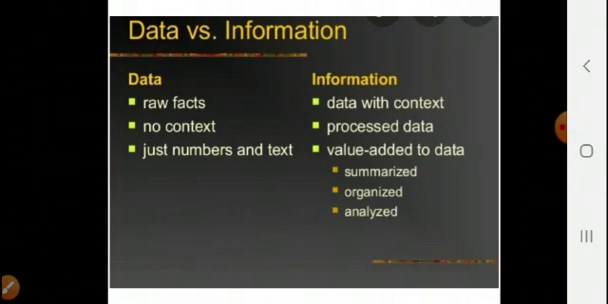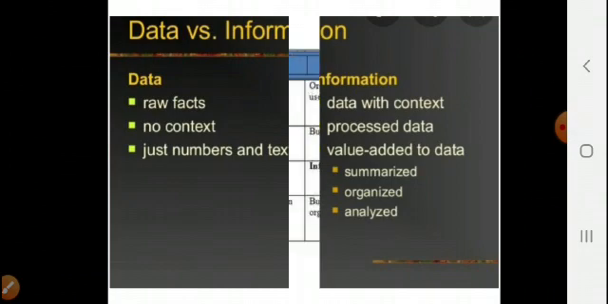So for the difference, to understand data and information in a more developed way, I have created here data versus information, a comparison. Data is raw facts and information is data with context. In data there is no context, and information is processed data. When work is done upon the data or it is put in an organized way, then it is known as information. The third point: data is just numbers and text, and information is value added to data, like summarized, organized, and analyzed.